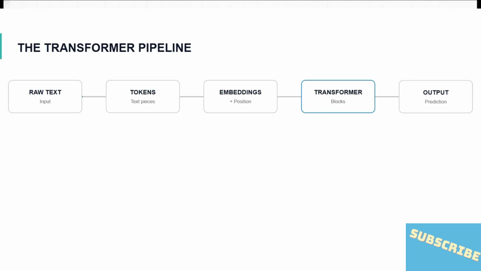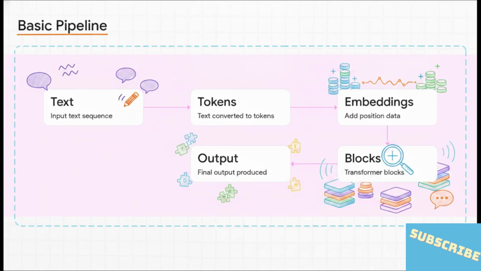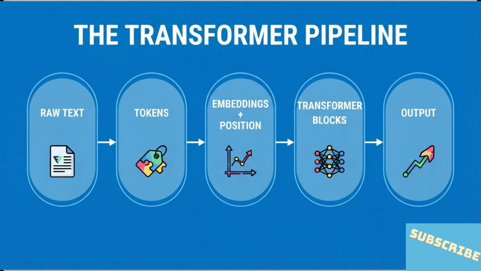Section 1. The big picture, the high-level pipeline. To make this easy to digest, before we get into the weeds, let's just look at the macro view of the basic transformer pipeline. The whole process always starts with raw text. First, that text gets broken down and converted into tokens. Think of these as the fundamental puzzle pieces of your text.